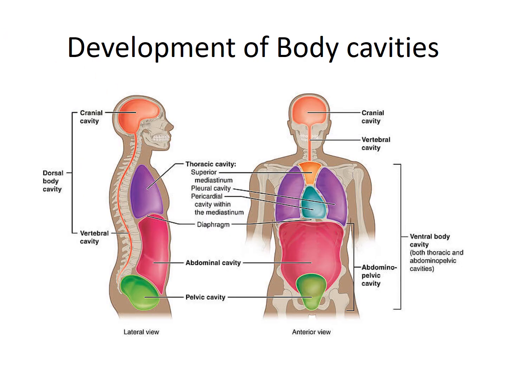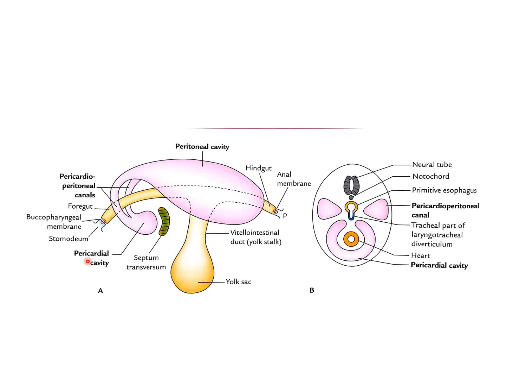Now let us study the development of body cavities. The body cavities we are concerned with here are the pleural cavity, pericardial cavity and the peritoneal cavity. As explained earlier, the intraembryonic coelom within the developing embryo forms the pericardial cavity, peritoneal cavity and their communications by canals called pericardio-peritoneal canals. The pericardio-peritoneal canals are on either side of the foregut.